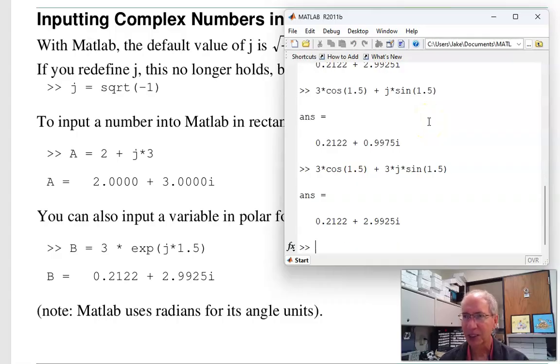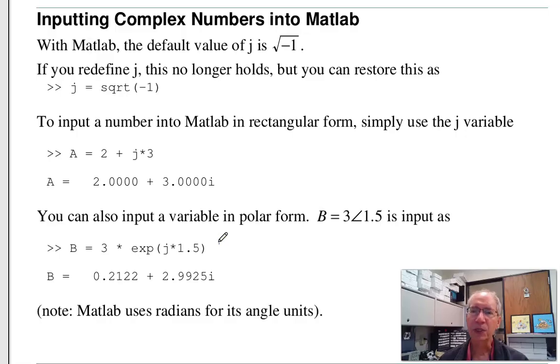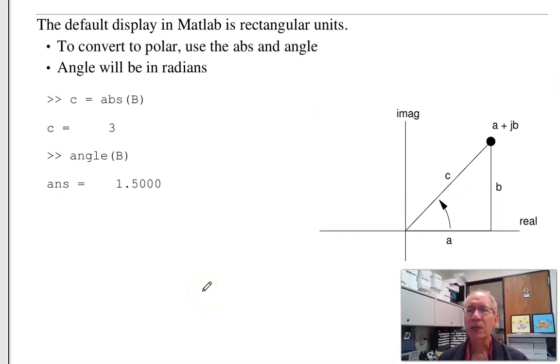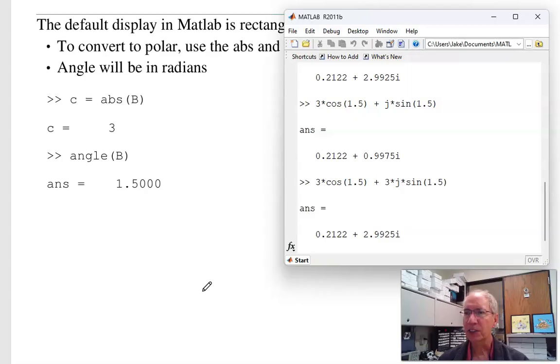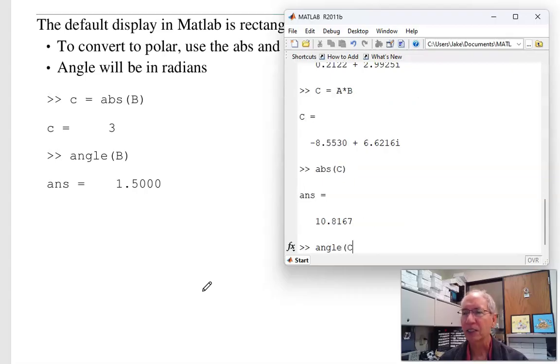Times 3. And notice the two answers are the same. So you can input numbers either in rectangular or polar form in MATLAB. The default in MATLAB is rectangular form. So if I say C is A times B, I get a complex number. To convert that to polar form, the magnitude is absolute value, and the angle is the MATLAB command angle. It's 2.48 radians.